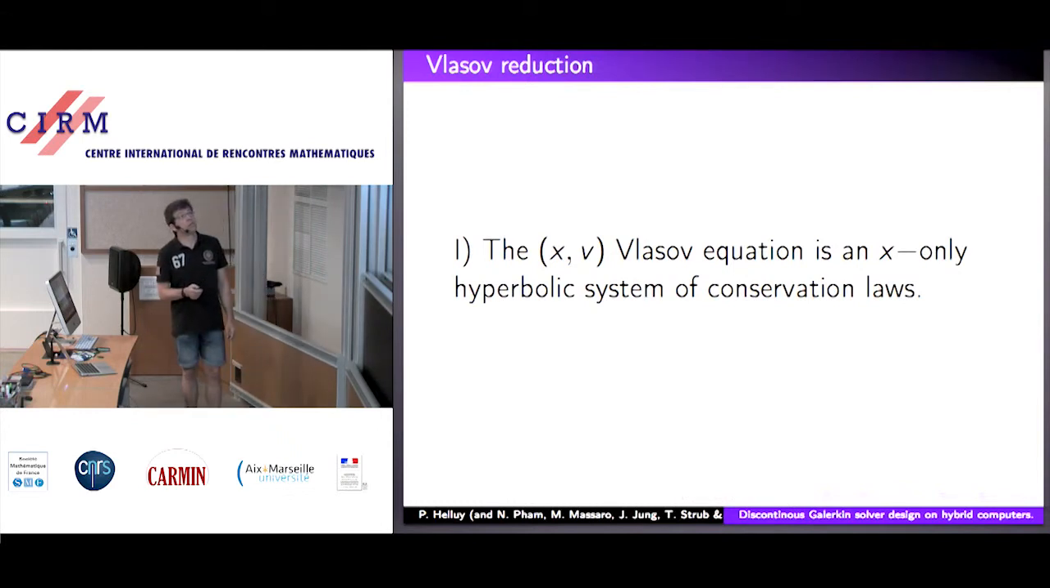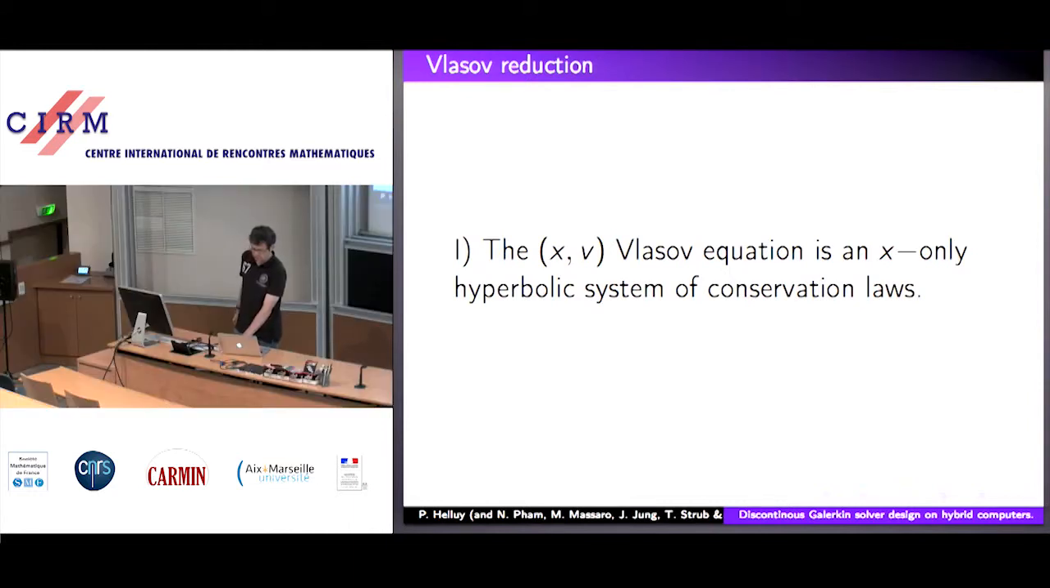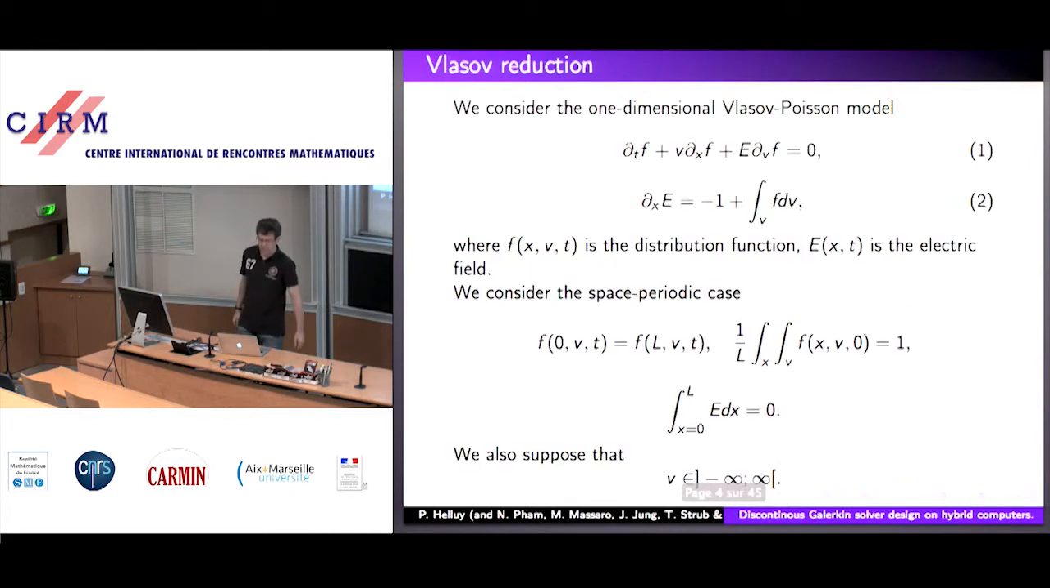just to recast the talk into the SEMRAX subject, I will explain how we can put the XV Vlasov equation, which is written in X space and V space, into an X-only hyperbolic system of conservation laws. So this is very simple. To explain how we do this, I consider the one-dimensional Vlasov-Poisson model.